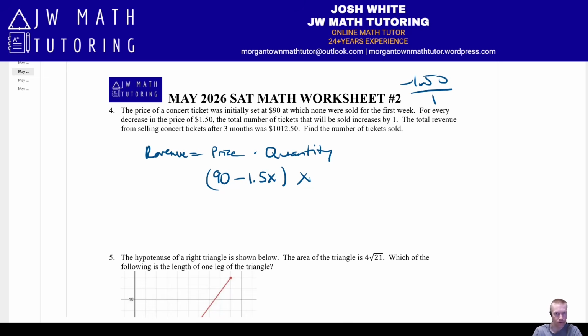So now you know this 3 months, by the way, that's irrelevant. That could be whatever time period. That doesn't matter. But the revenue is what is important. So it's 1,012.50. This is equal to the price times quantity equation. So you could go ahead and multiply this whole thing out, and you could solve this by hand. I don't know why you would want to do that. I guess if you wanted to just double check your work, you could do that. But what I'm going to do is just go straight to Desmos and solve this in Desmos.